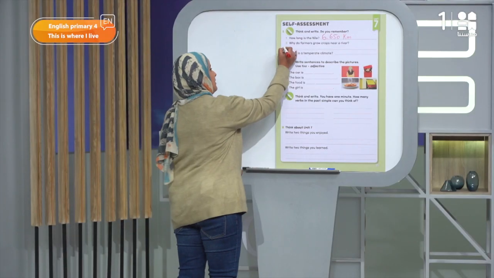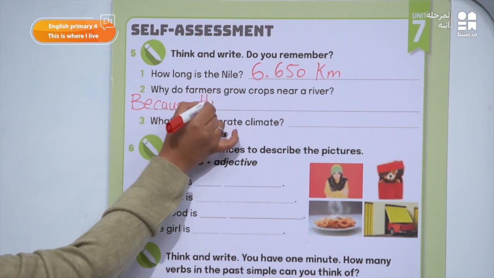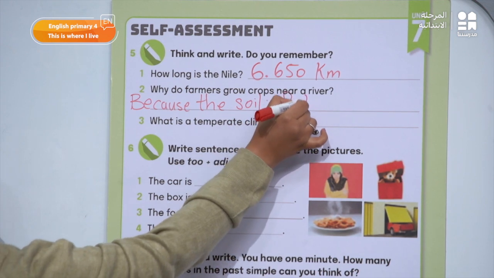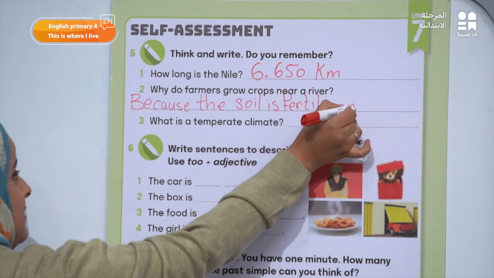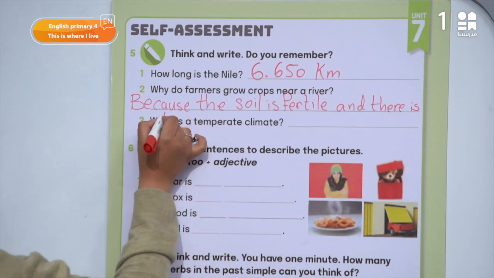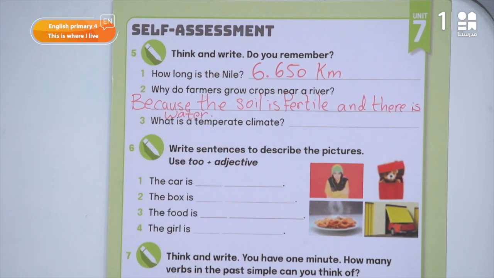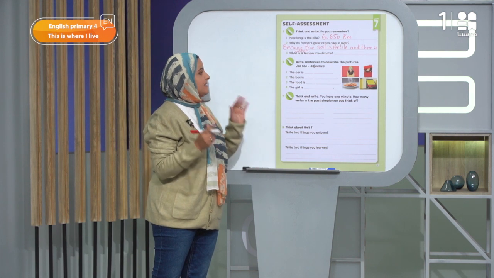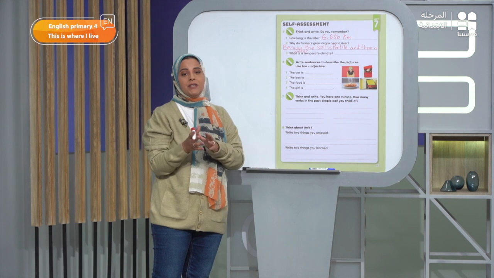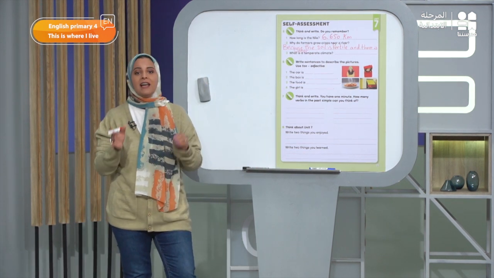So let's write it down. Because the soil is fertile and there is water. وما ننساش الفول ستوب بتاعتي. Number 3, what is a temperate climate? فاكرين قلنا يعني ايه temperate؟ يعني in between، يعني moderate. Very good. A climate that is not too hot and not too cold.